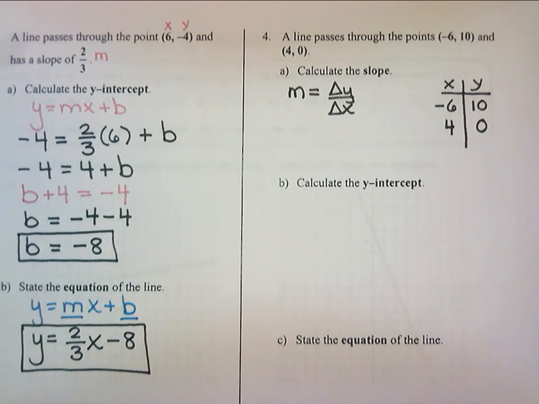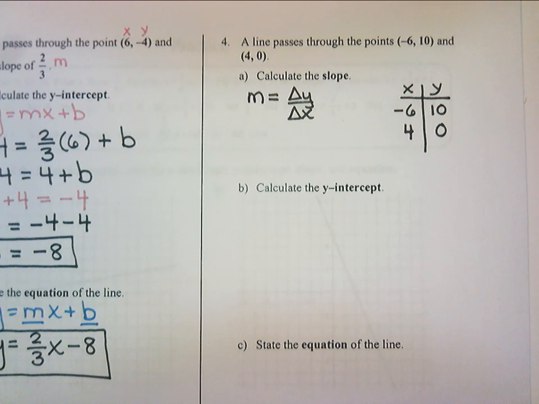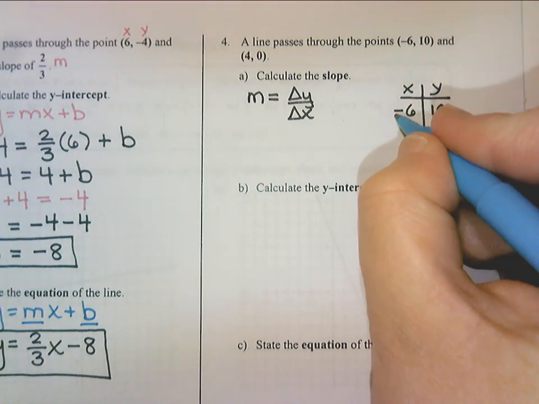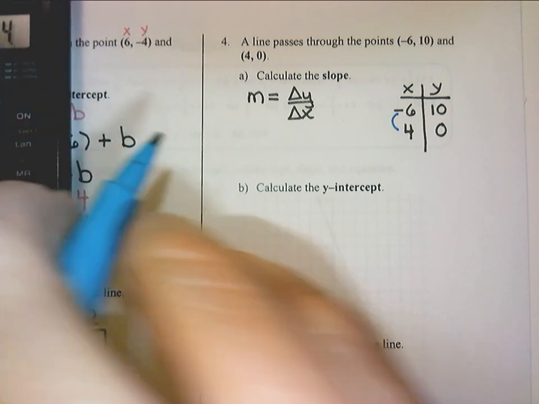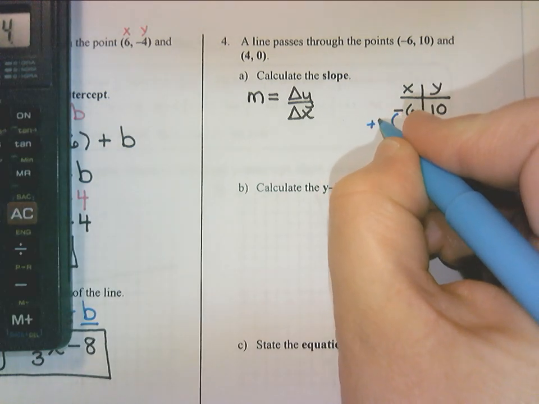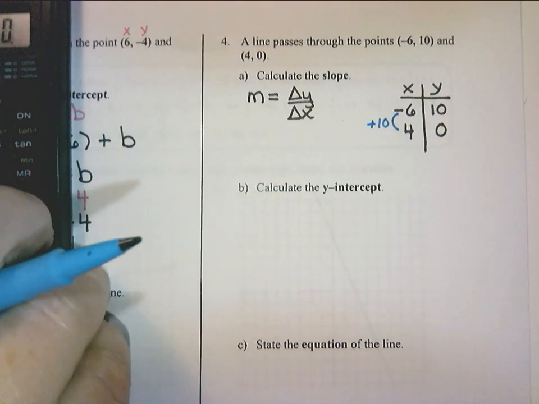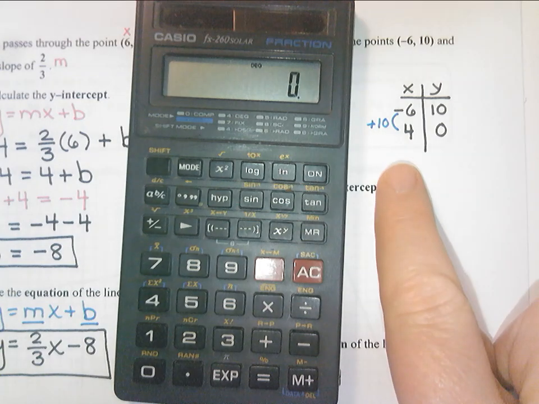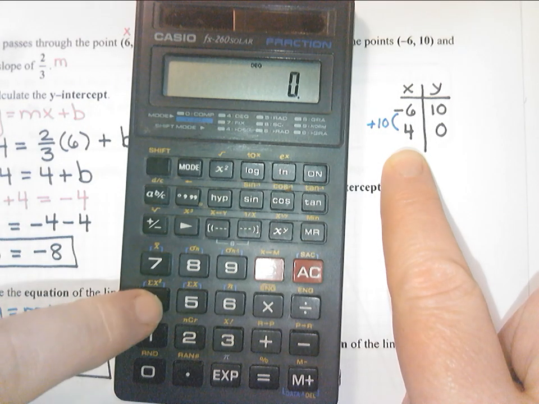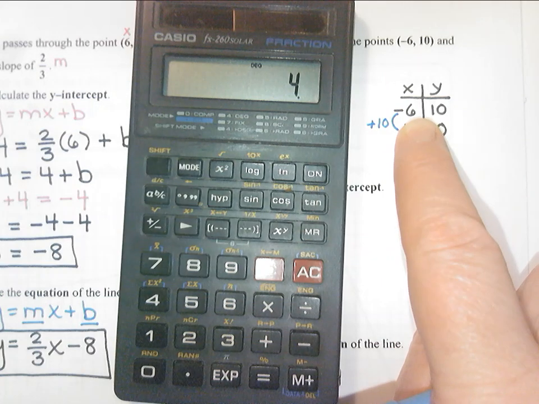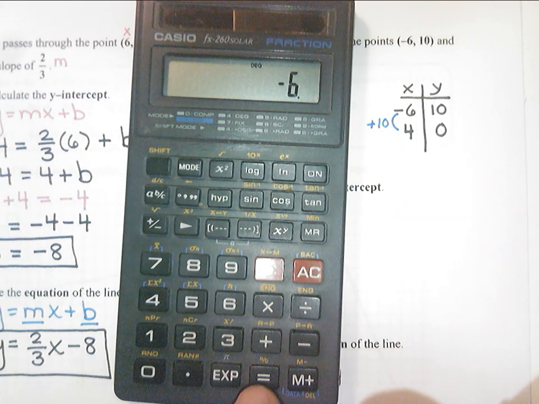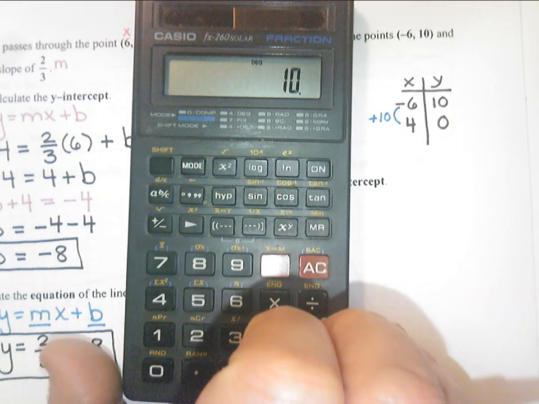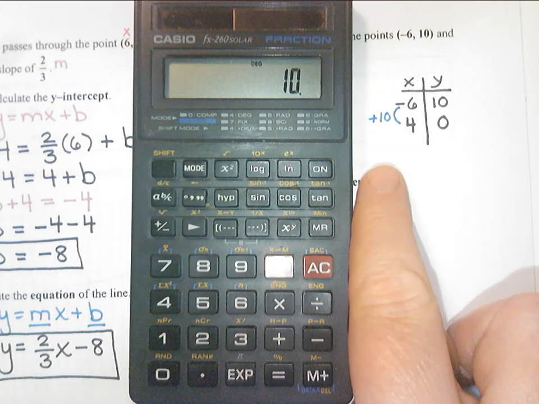Now to get delta y and delta x, I need to find the differences. So how are we getting from -6 to +4? I can look at that and tell that I added 10, but if you are having trouble with that, you can always take the second number, so 4, minus the first number, which is -6. Make sure you're using your negative key and not the subtract key when you make it negative. And I get that it's gone up by 10.